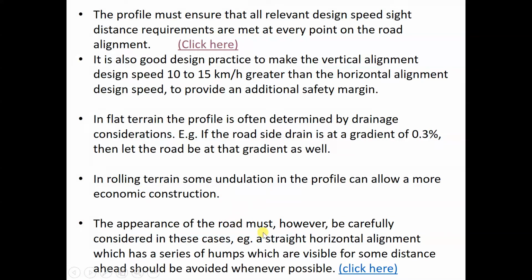The appearance of the road must, however, be carefully considered in these cases. For example, a straight horizontal alignment which has a series of humps which are visible for some distance ahead should be avoided whenever possible. That means that even though the terrain is up and down, if the road is straight and you follow the terrain too closely, probably appearance wise it's not nice.